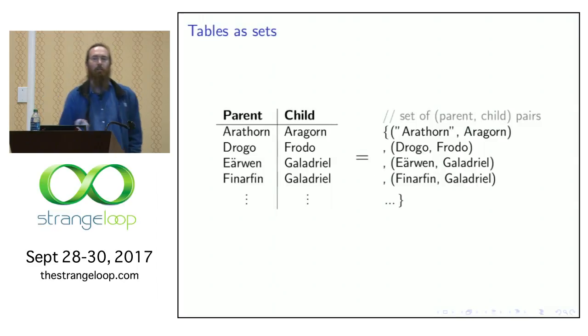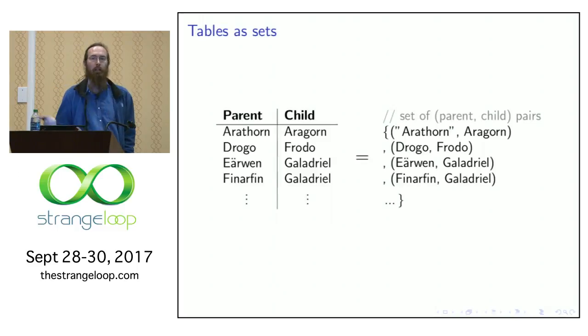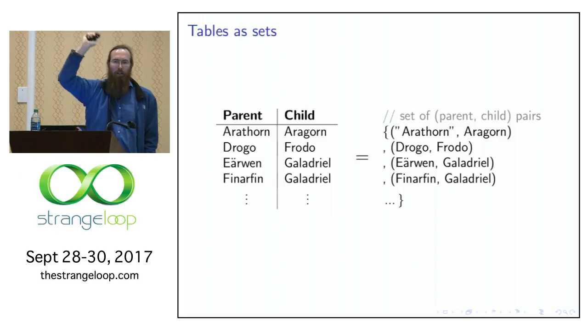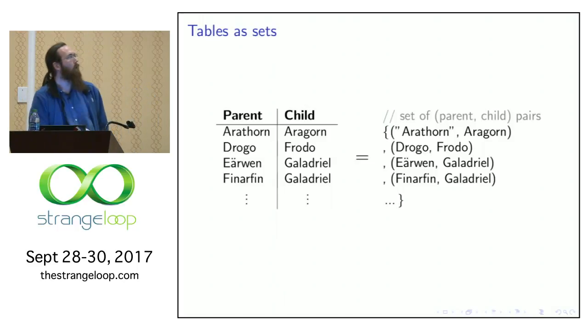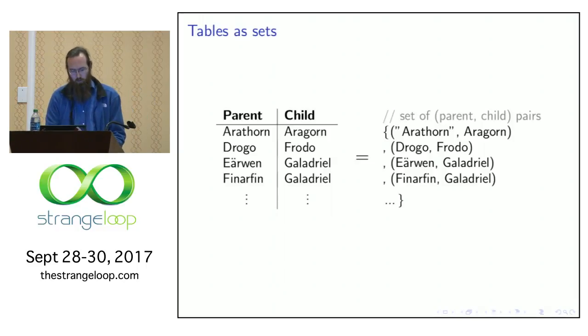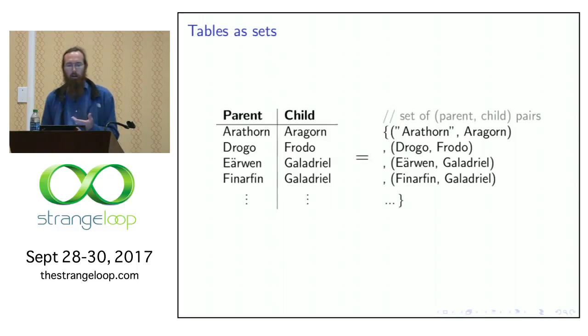A relation is a mathematical name for a set of tuples, right? And we can see a table as a set of tuples. Every row becomes a tuple in the set. And the columns are just which field, which part of the tuple, do you want to get at. So, our table can be looked at as a set. So this amounts to nothing more than changing the way we look at our data.